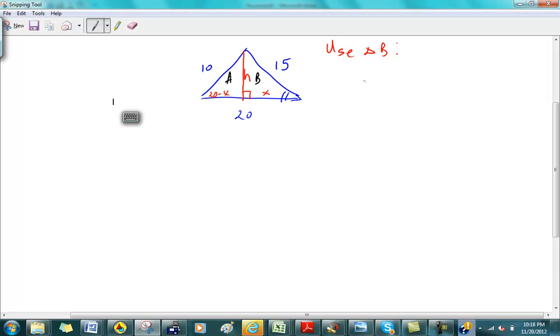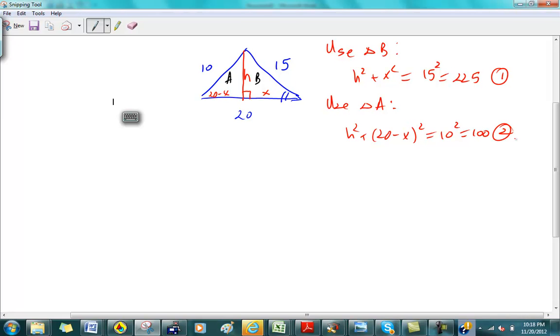and use Pythagorean there. Then you know that h squared plus x squared is going to be equal to 15 squared, which is 225, okay? I'll call this equation 1. Then if you use triangle A, you get h squared plus (20 minus x) quantity squared equals 10 squared, which is equal to 100. I'll call this equation 2. So you can see you've got two equations with h's and x's, and we really need both of them in order to find this angle here, and I'll call that angle theta.